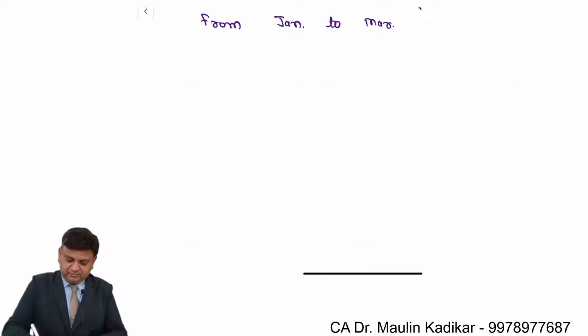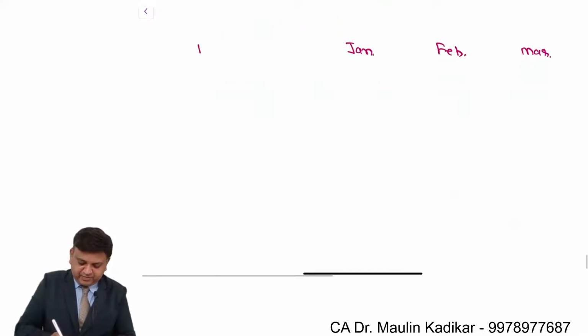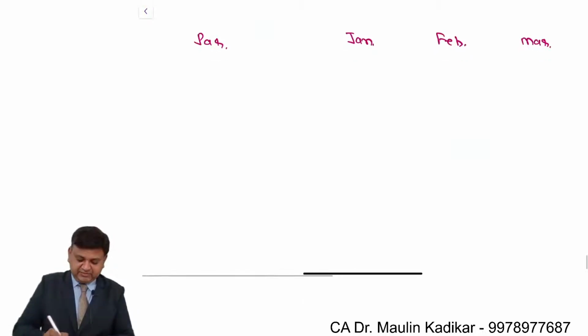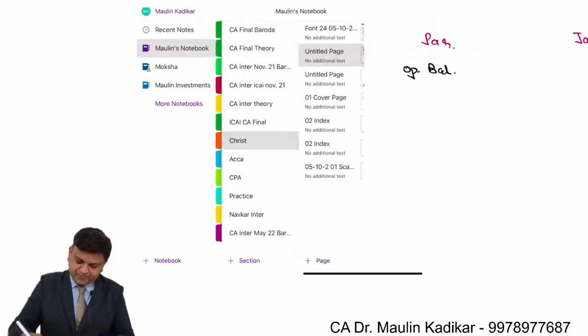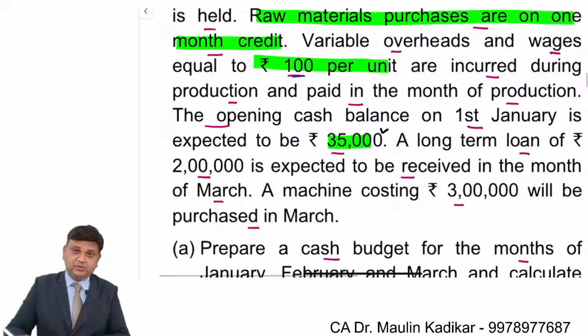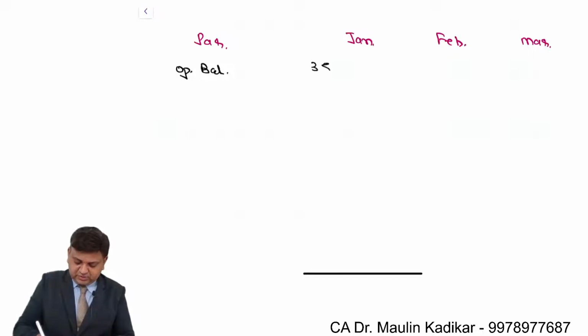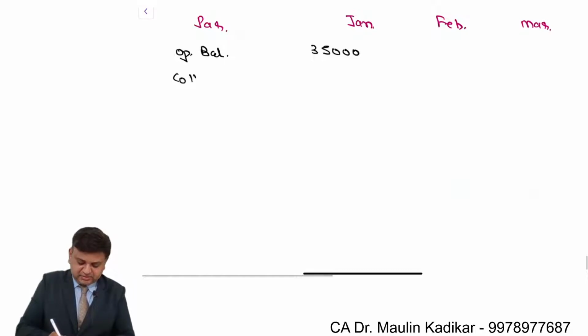So we will have 3 columns: January, February, and March, apart from the particulars. So we start with the opening balance. Opening balance is provided to us as 35,000. So over here it is 35,000. Next is the collection of sales.